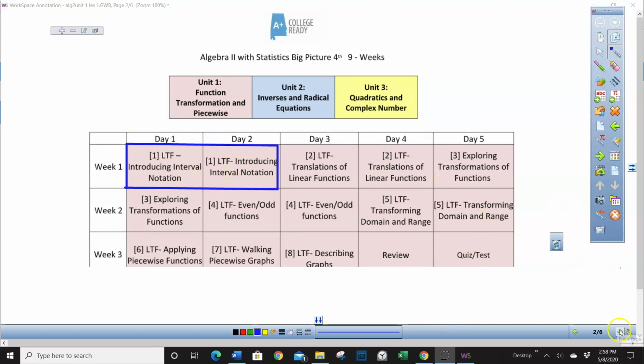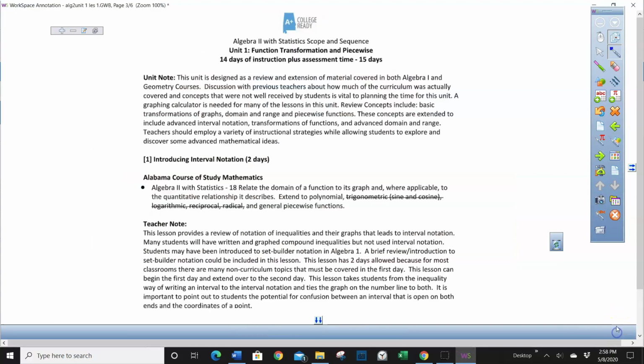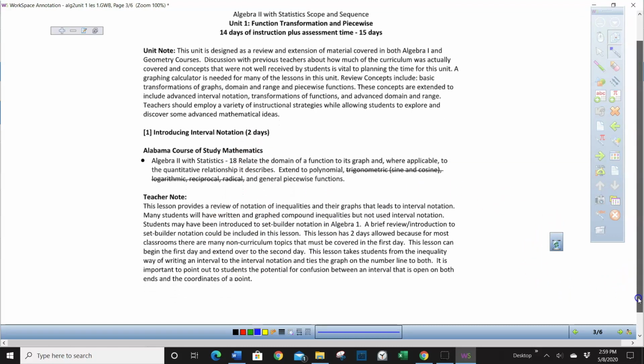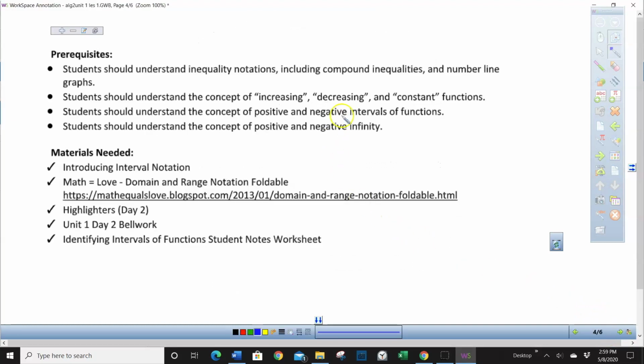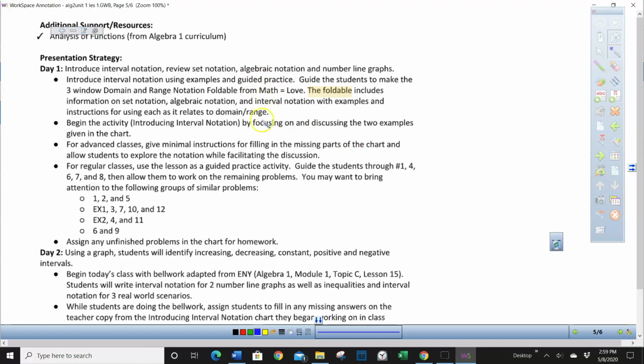Then, for every lesson, we have a scope and sequence. And in the scope and sequence, if it's the very first lesson of the unit, then there's a unit note. If not, then it just starts with the course of study objectives that it covers. And this lesson covers number 18. Every lesson has a teacher note. Make sure you read those. It gives you some very good information about the lesson. And then there's some prerequisite skills. If there are any particular materials needed, they're listed. And then it gives you a presentation strategy for that particular lesson. And it tells you for each day what to try to accomplish.